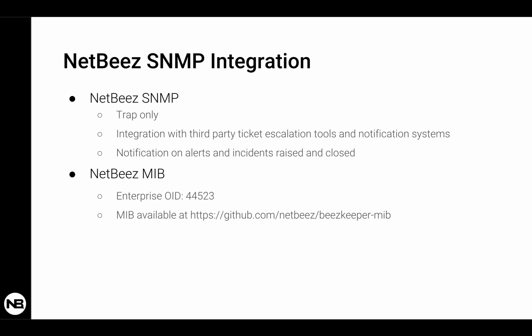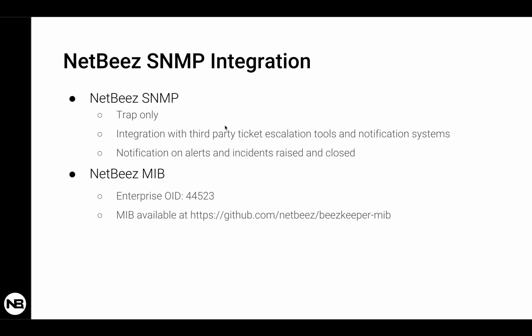The integration, bottom line, will send traps to third-party systems, and these traps will at the moment notify on alerts or incidents, so problems in the network that have been opened or closed. So for instance, it could be a trap like: my ping test has crossed the 150 millisecond watermark, and I'm sending an alert on the dashboard and via the SNMP trap to a third-party server.